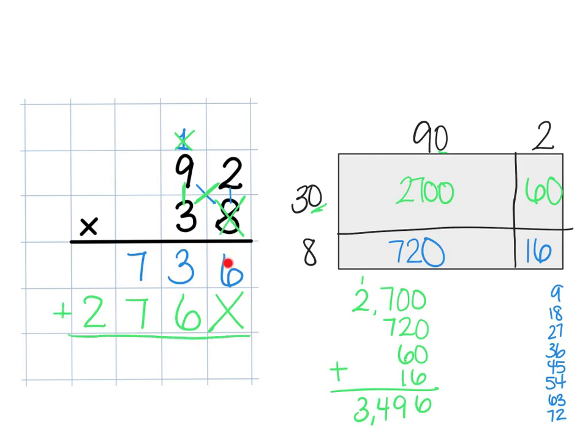All right, 6 plus 0, remember we're adding now, is 6. 3 plus 6 is 9. 7 plus 7 is 14. Add your 1 up at the top. And 1 plus 2 is 3. 3,496 is the same that we just got on our area model. So this problem we also got correct.